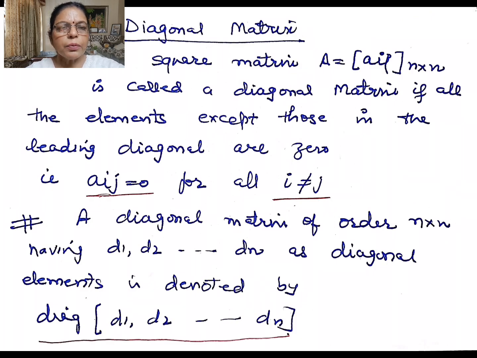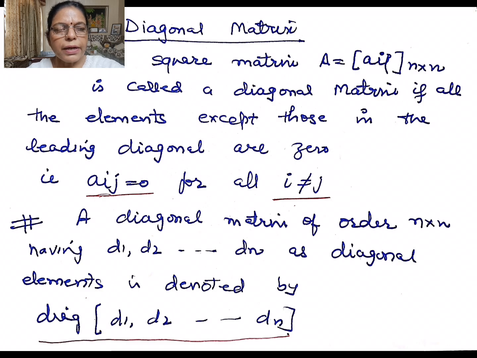Now next come to diagonal matrix. Now a square matrix Aij of the order n is called diagonal matrix if all elements except those in the diagonal, leading diagonal, are 0. That means Aij is equal to 0 for all i is not equal to j. In other words, we can say non-diagonal elements are all 0.